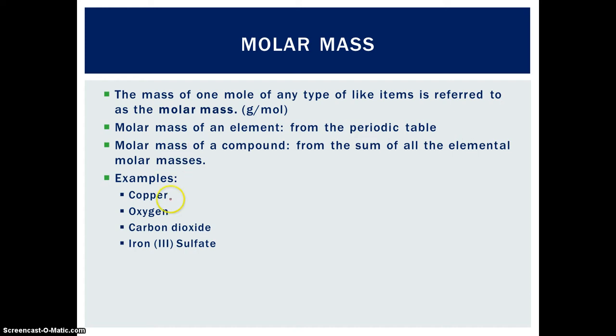examples here. Copper is just an element on the periodic table, so I find copper and I copy down its molar mass. And the units, grams per mole. Okay, so the same number in AMU, atomic mass units, we're using for grams per mole now, and we can do that because of the way the mole is defined.